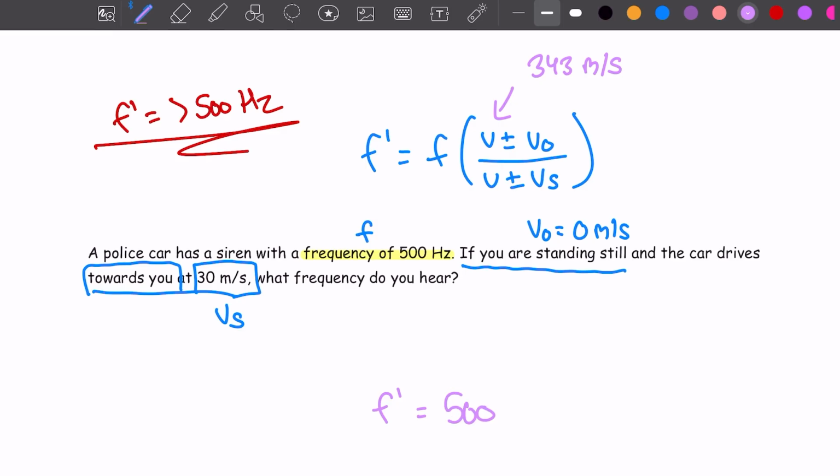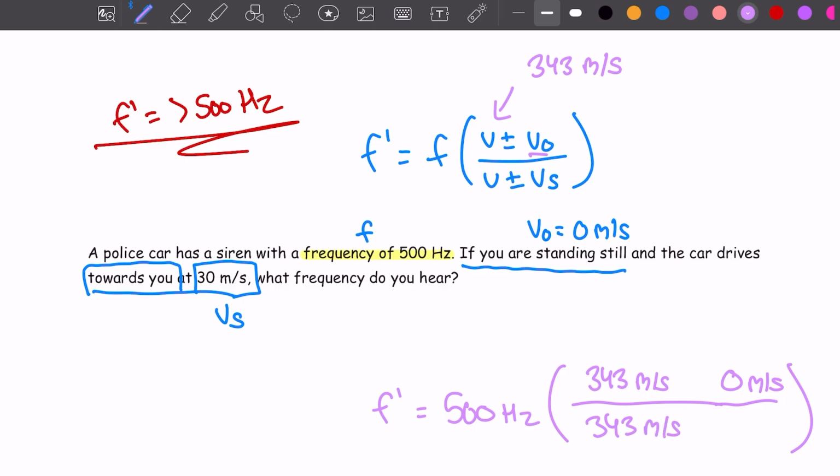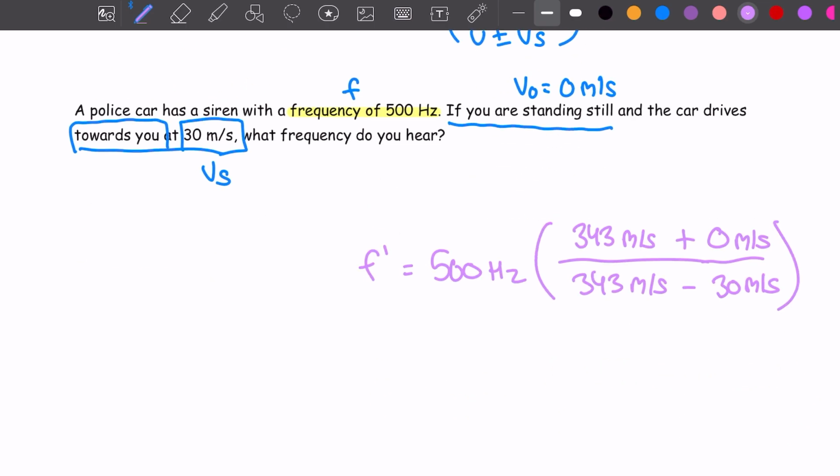F prime is equal to 500 Hz times V, which we know is 343 meters per second. And we're going to get to the plus minus right now. VO, we know, is 0. And V sub S is 30. Alright, now let's pick our signs. Up here for the top, we have 0, so it doesn't really matter which one we pick, but it should be plus. And for the numerator to be higher, down here we have to put minus. That equals 500 Hz times 343 over 313.